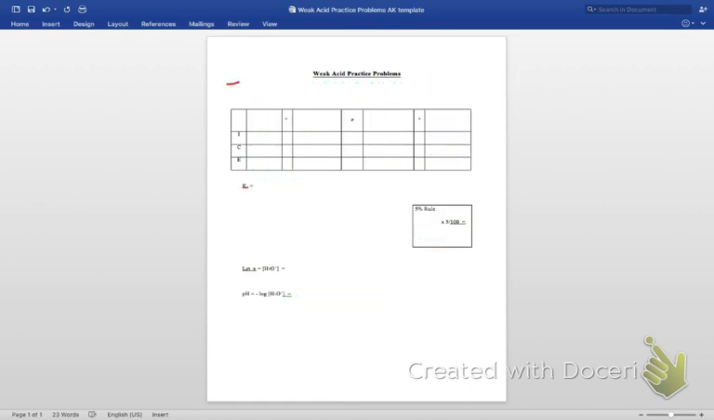Question 5 asks for the pH of a 0.1 molar solution of H2S, and Ka is equal to 1.0 times 10 to the negative 7. Okay. So, H2S (aq), reacting with water, which is a liquid, is going to give you the hydronium ion again. And the negative ion will be HS-, and that will also be aq.